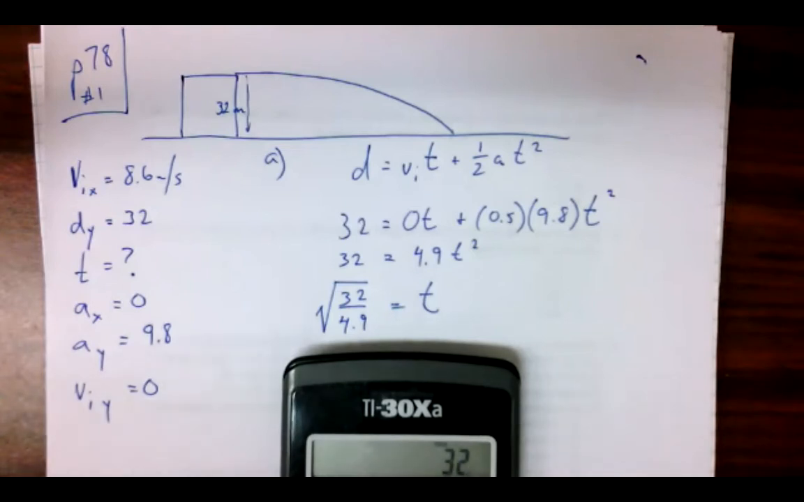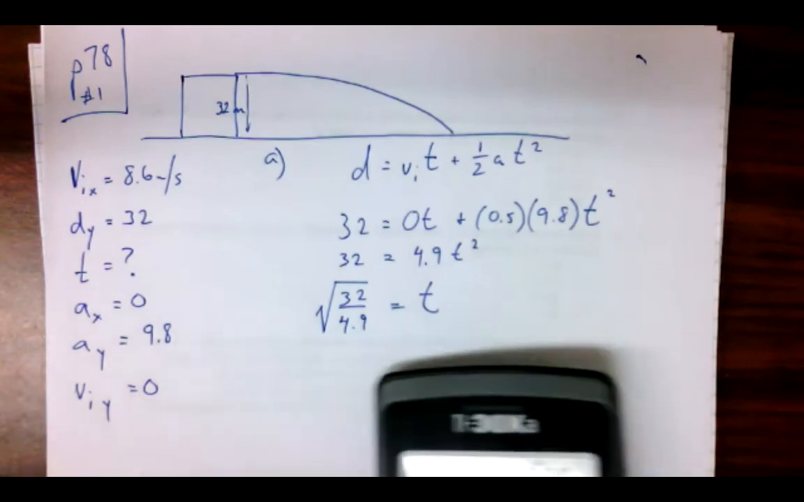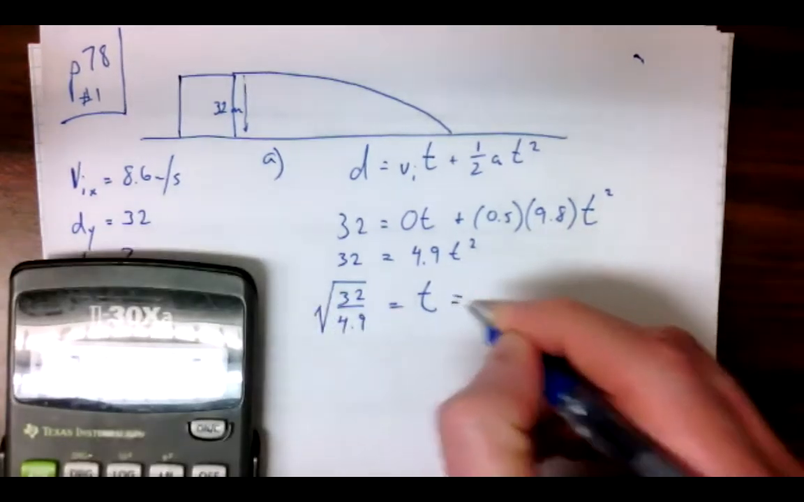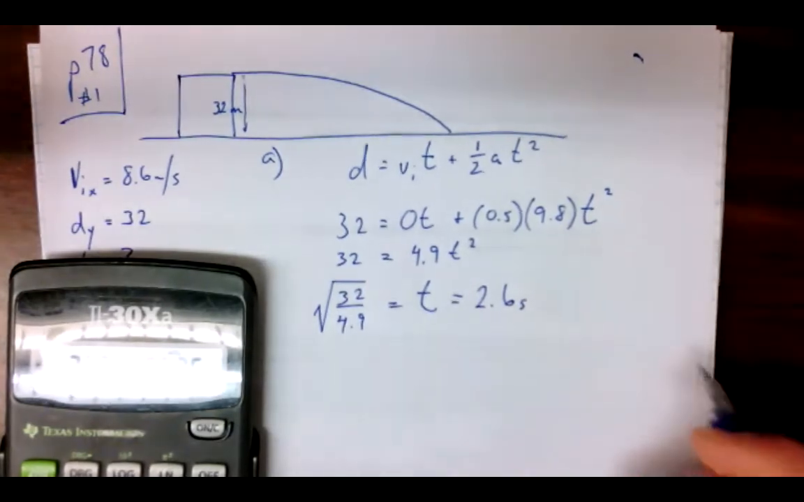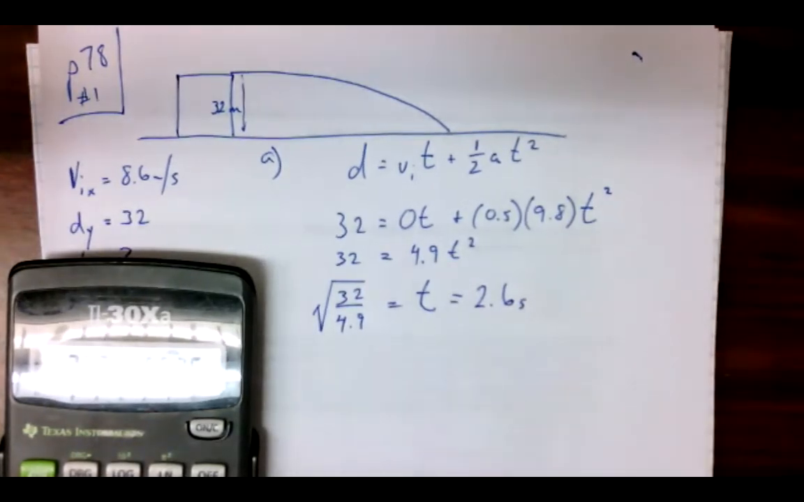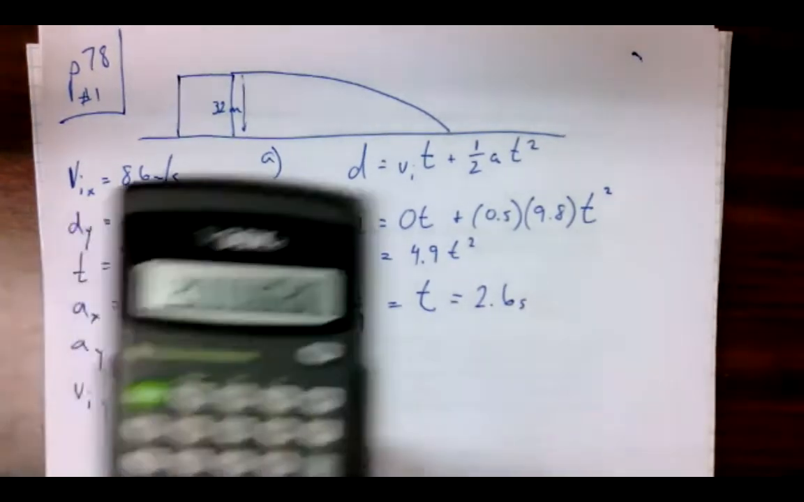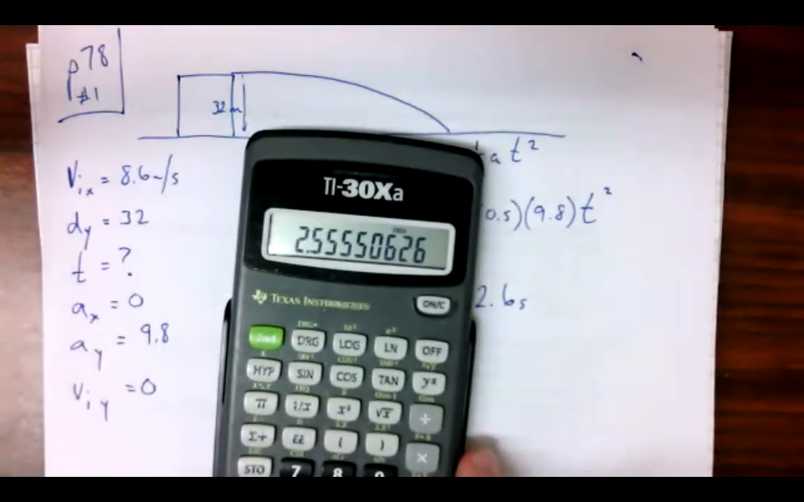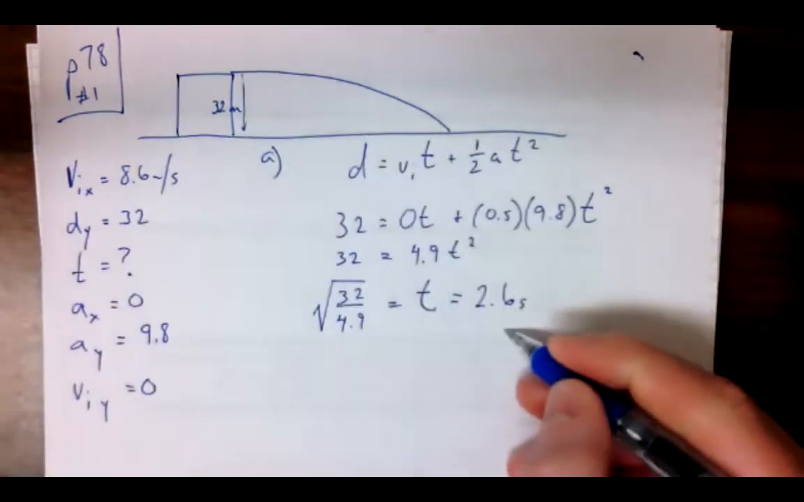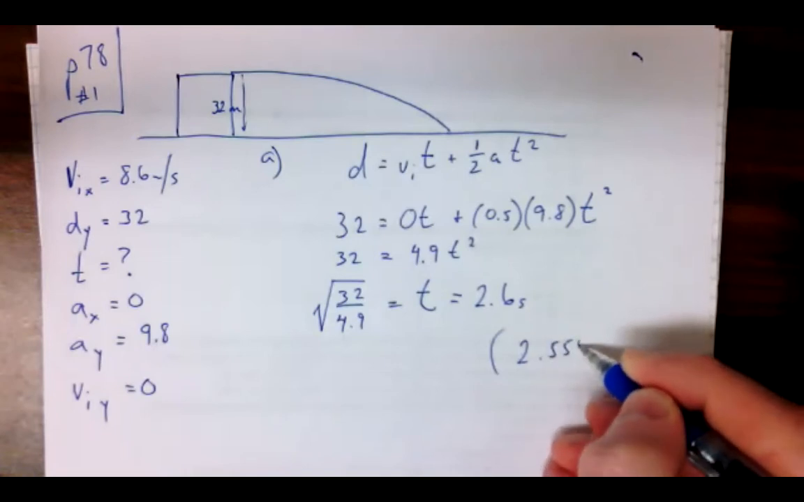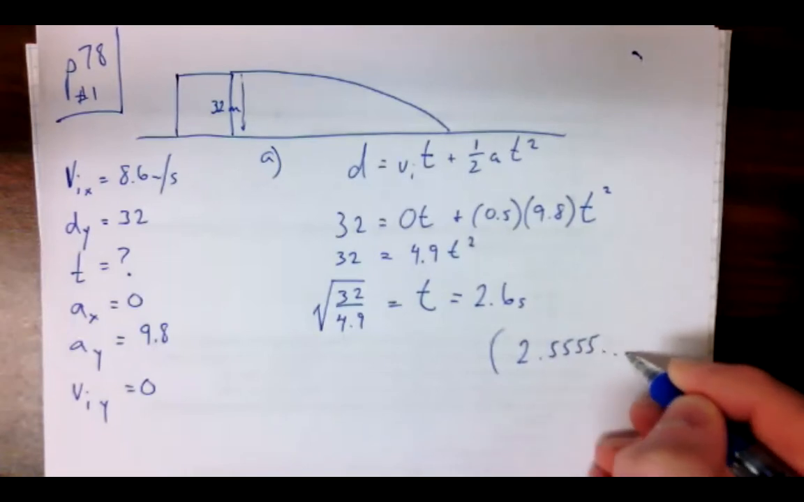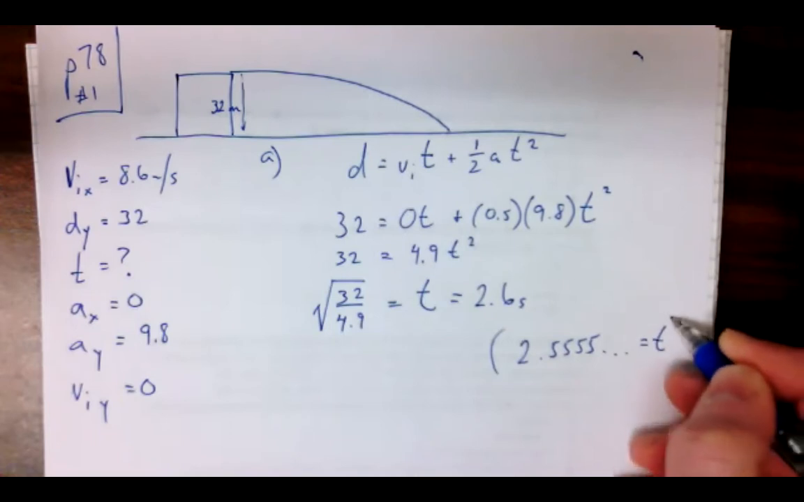32 divided by 4.9 equals that. We're going to get the root of that, 2.55 repeating, so it's 2.6 seconds. That's our final answer for that. But we want to use the unrounded value for the next part of the question.